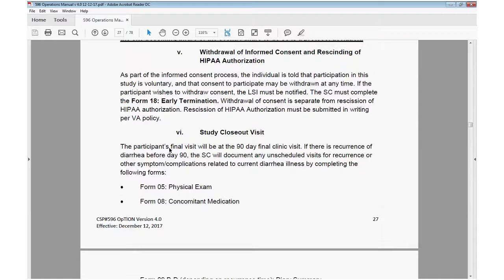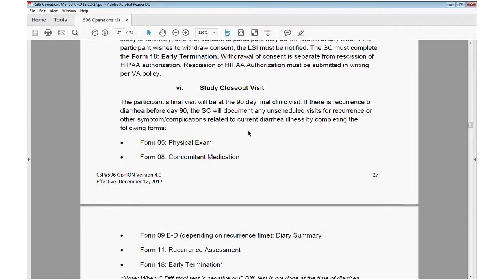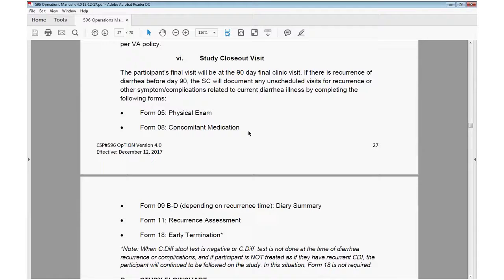At the study's closeout visit, the participant's final visit will be on day 90 of the final clinic visit. If there is a recurrence of diarrhea before day 90, the site coordinator will document any unscheduled visits for recurrence or other symptoms, complications related to the current diarrhea illness by completing the following forms. Form 5, physical exam. Form 8, concomitant medication. Form 9, B through D, depending on when the recurrence time is, the diary summary. Recurrence assessment, Form 11, and Form 18, early termination.